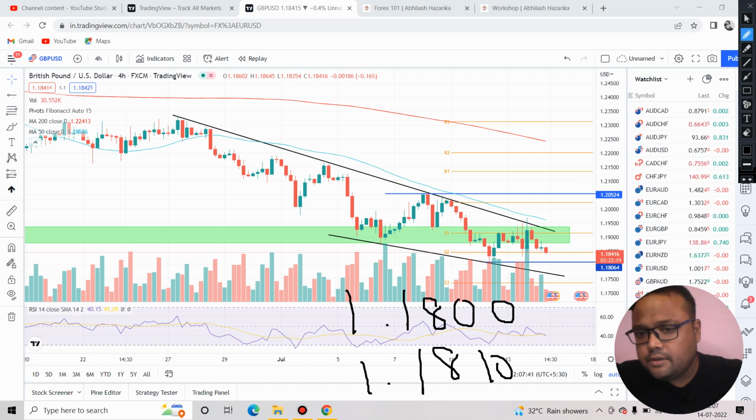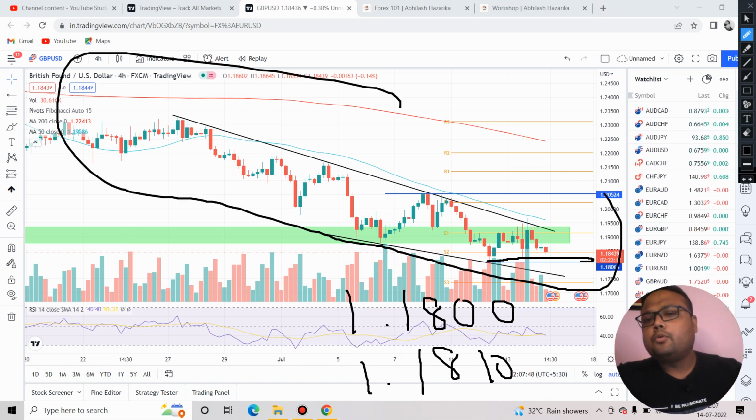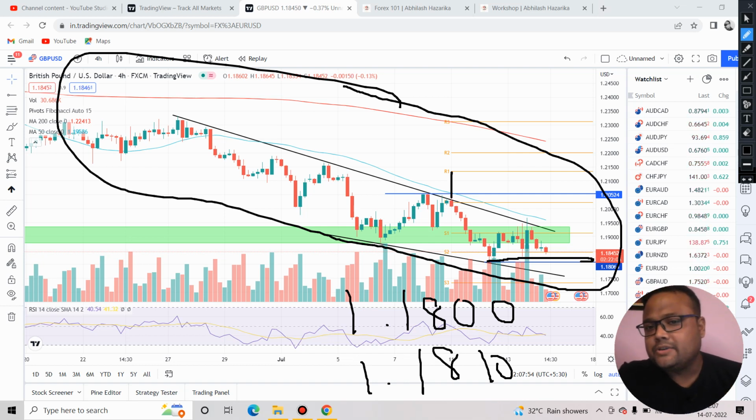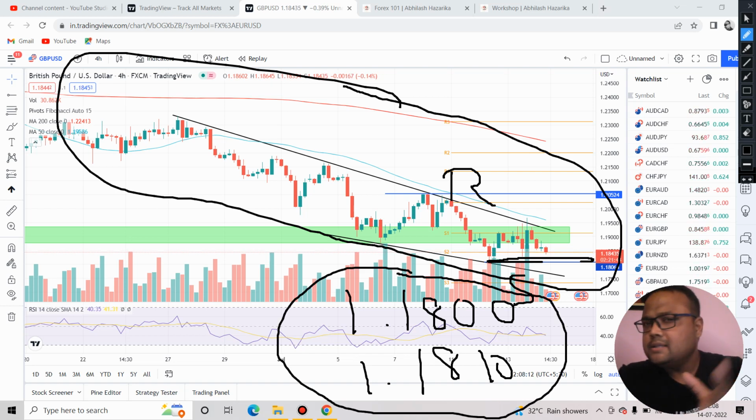You must observe GBPUSD around this particular level here. Why? Because if you observe this portion of the chart, you can see the market is in a downtrend undoubtedly, and the trend line at the top is acting as resistance, and the trend line at the bottom is acting as support. Before the trend line, we can also see some price rejection around this level.